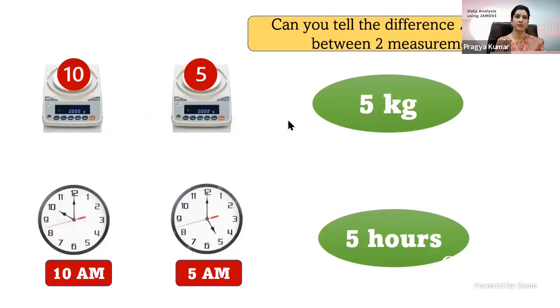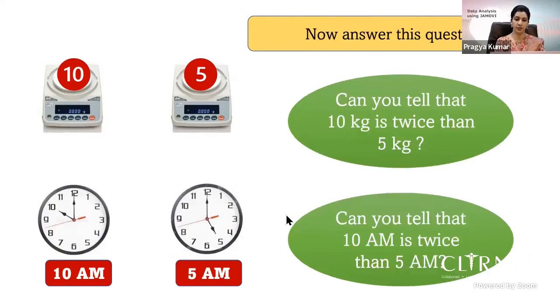Another analogy with this: there are two weighing scales here. One machine is reading 5 kg and the other is reading 10 kg. So you can see that the difference is 5 kg. Similarly, if the time is 10 a.m. and the time is 5 a.m., you can see that the difference is 5 hours. But will it be true for the ratios also? Can you say that 10 kg is twice 5 kg? The answer is yes, because there is absolute zero.